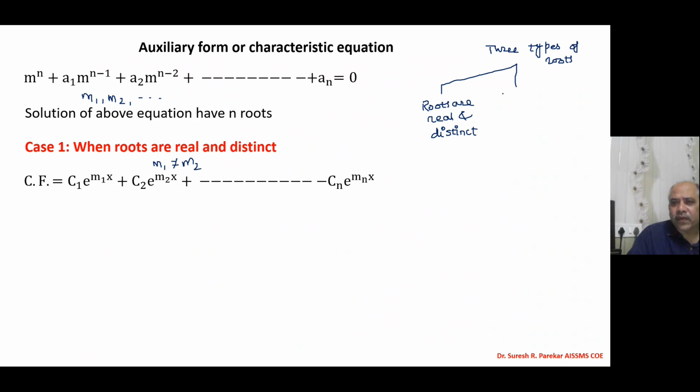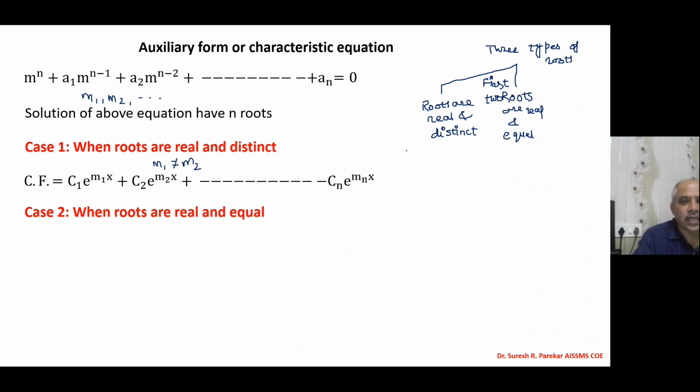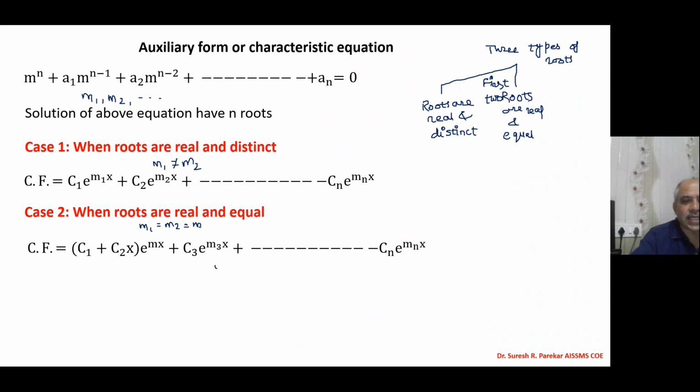Then we have case 2 where my roots are real and equal. So we are talking about the first two roots, I can say here, and then we can have likewise. Now when two roots are equal, I can write m1 equal to m2 equal to m. And from this I will get the equation C1 plus C2x e to the power mx plus C3 e to the power m3x, and then likewise. From the third part onwards, we have the same in both cases.